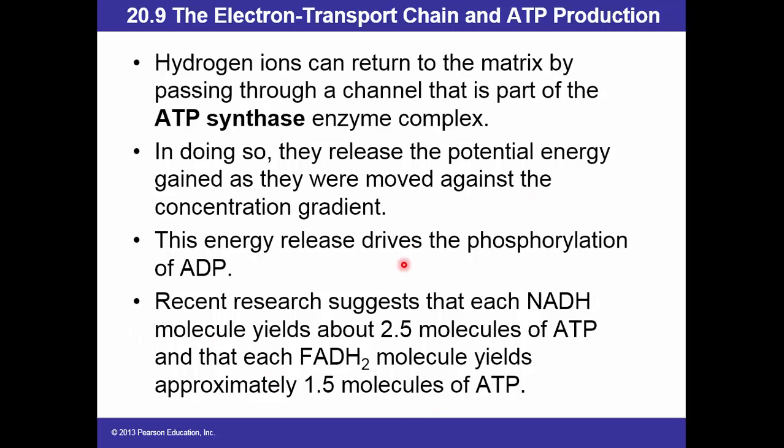And this is the one I want you to know. This is called the P to O ratio. P, the number of inorganic phosphates, and O, the number of oxygen atoms that are reduced to water. So NADH yields 2.5 ATP, and each FADH2 yields 1.5 ATP. I want you to know this.